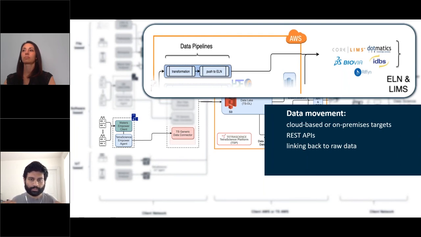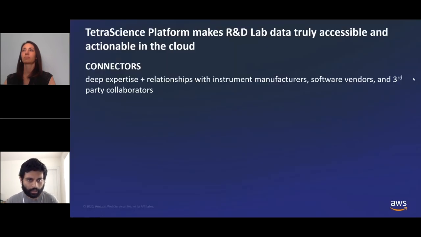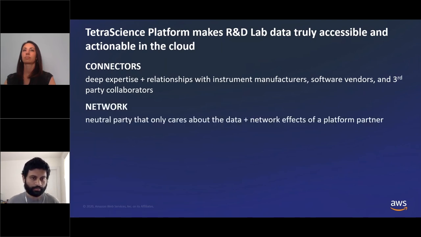So hopefully I was able to give you some picture of what it is that we're able to do when we create this network linking together all these nodes with TetraScience. And to recap, right? First piece, connectors. This represents the investment we've made into understanding different data sources. We understand how to write Windows software, how to build deep relationships with vendors, and how to bring in third-party collaborators like CROs.